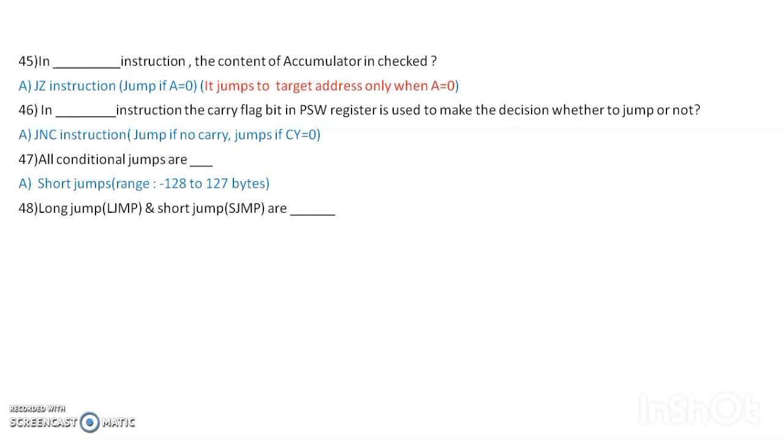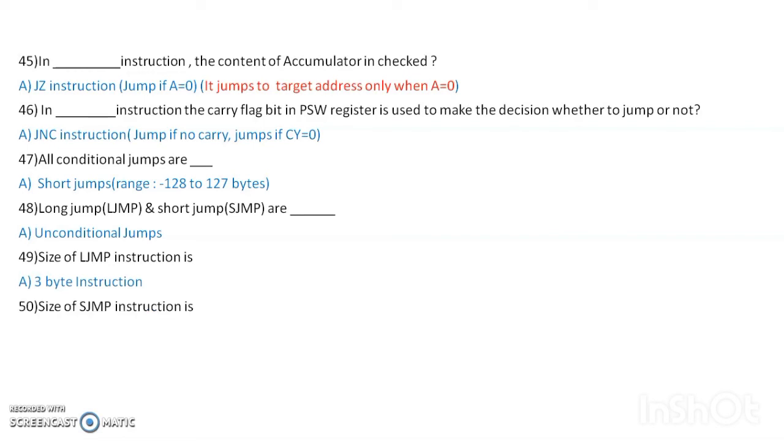Bit number 48. Long jump and short jump are dash instructions, unconditional jump instructions. Size of long jump instruction: the size of long jump will be 3 bytes. Size of short jump instruction: the size of short jump instruction will be 2 bytes.